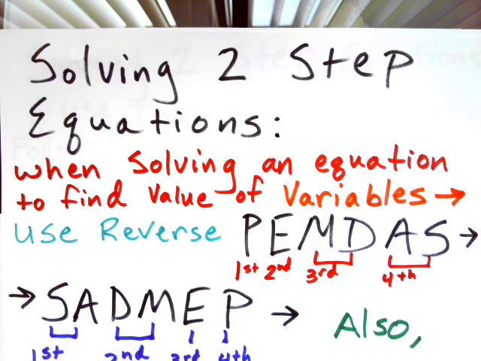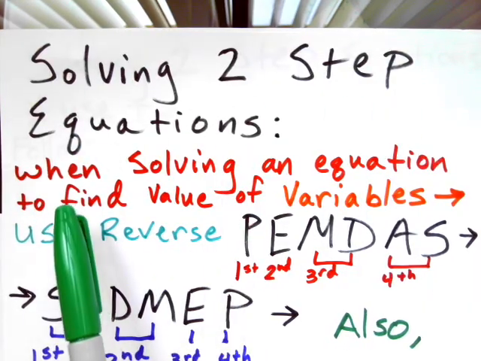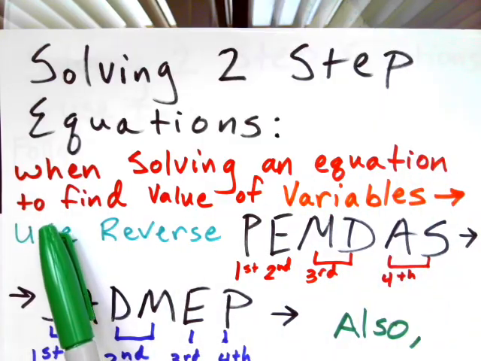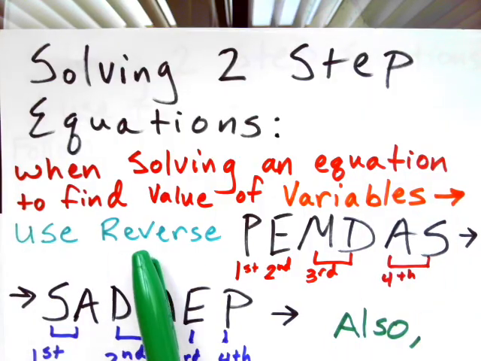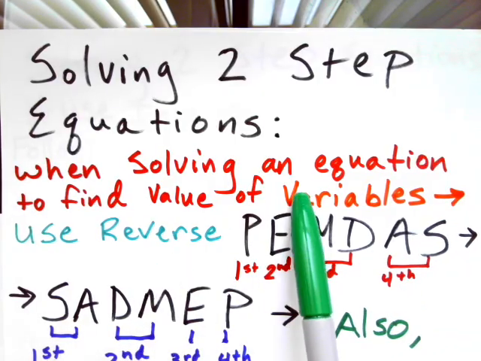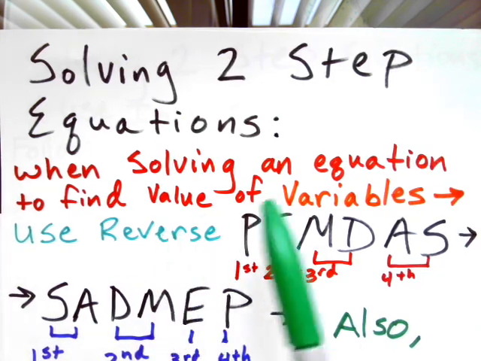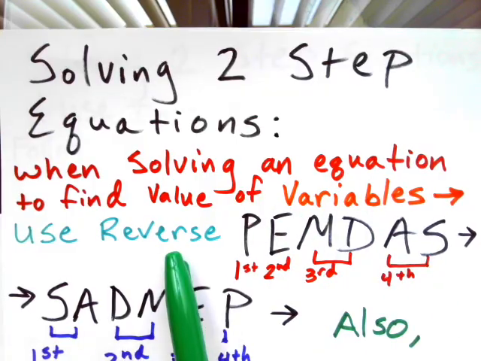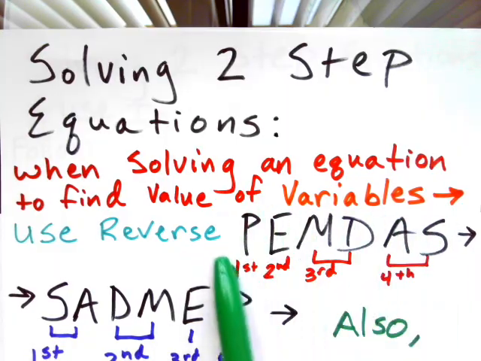So I like to build on solving one-step equations and work on how to solve two-step equations. When solving an equation, you want to try to find the value of the variables. You want to use reverse PEMDAS, or order of operations. When you're solving for a variable, x, y, z, happy face, moon, star, whatever that variable is, remember it represents a real number. And when you're trying to solve for x or y or z, those are typical standard variables in mathematics, you want to use the opposite of the order of operations.